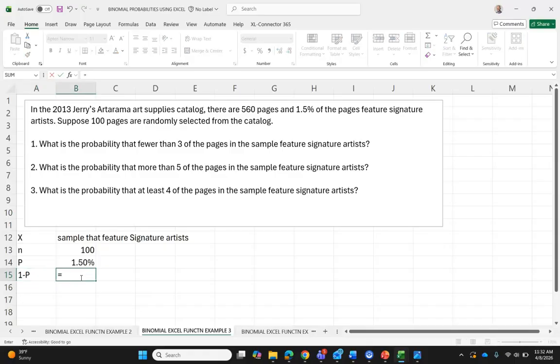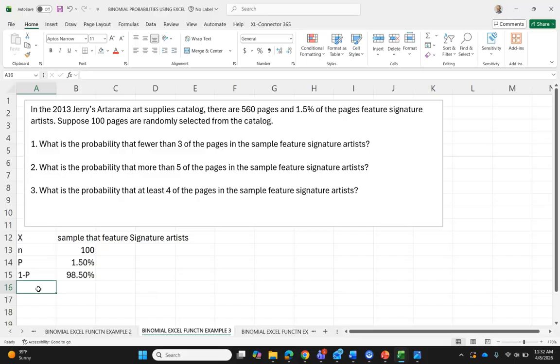So the probability of failure, which is 1 minus p, or 1 minus the probability of success. We're going to put an equal sign there, type 1 minus, click on the probability of success, which will be 98.50%. And then what other information do we have? So I think we have enough information here.